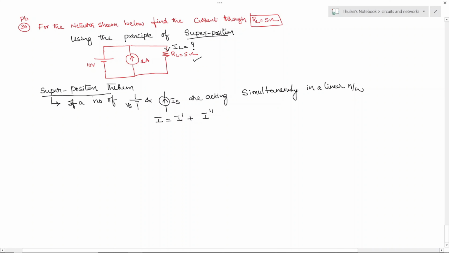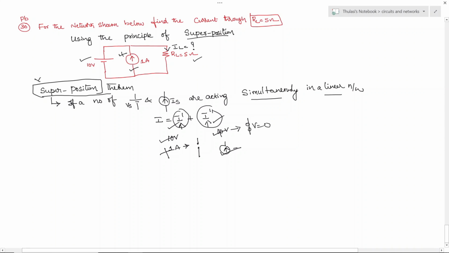The second process is you activate the 1 ampere source, and the 10-volt source is deactivated, where V equals 0, and find the current in the same RL branch. This is called I dash plus I double dash. This way of adding the current, by activating the 10-volt source and deactivating the 1 ampere source, and then deactivating the 10-volt source and activating the 1 ampere source, is called superpositioning.